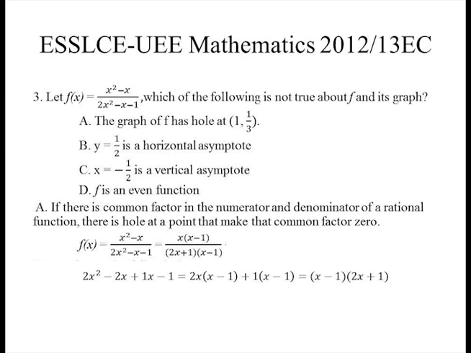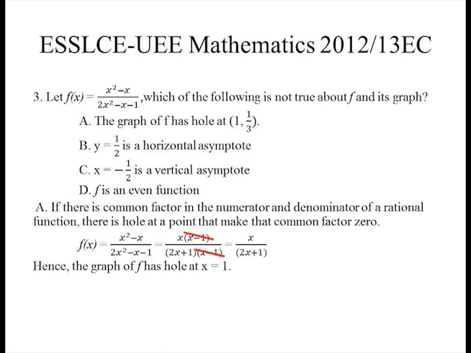x minus 1 is common to the numerator and the denominator. The number that makes x minus 1 equal to 0 is 1. Hence, the graph of f has a hole at x equal to 1.